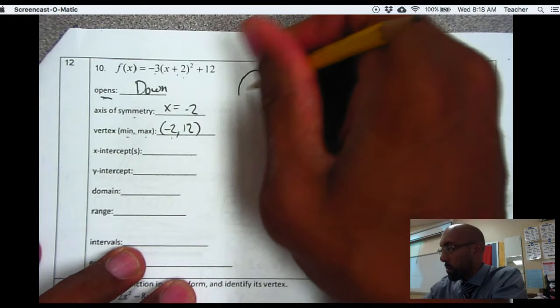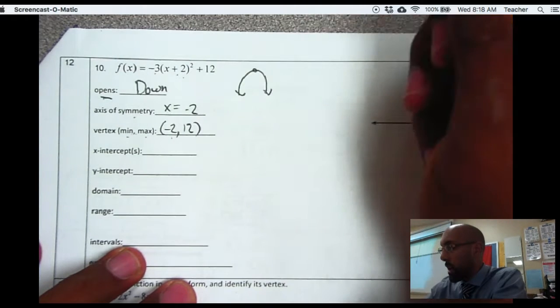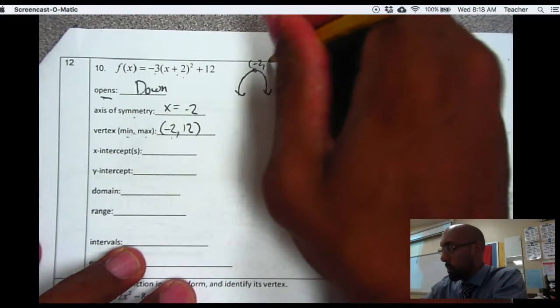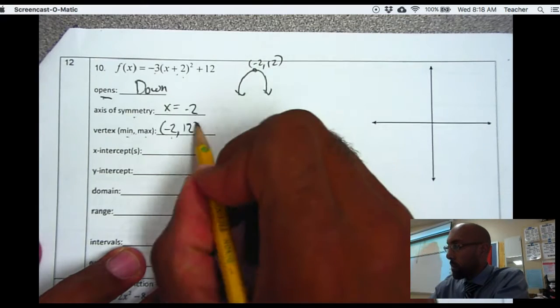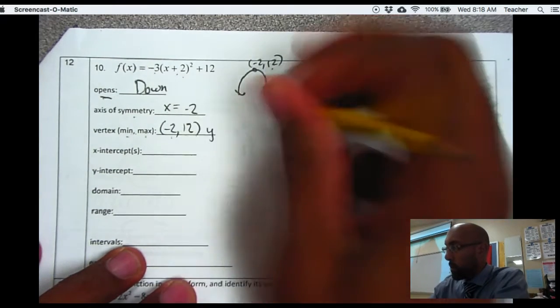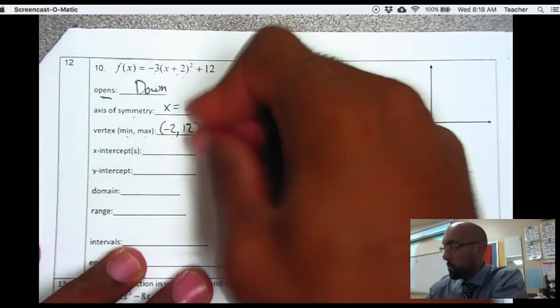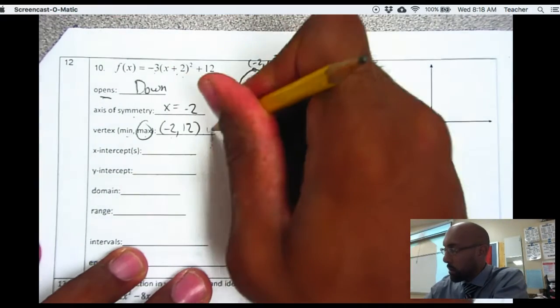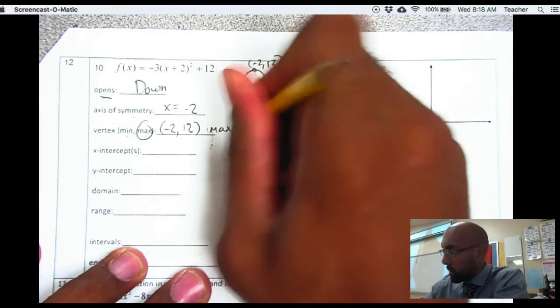Next question is, is it a min or max? Well, it's a graph that goes down, so it has to be a max. And remember, that point right there is our vertex, and the max is determined by the y value. So let's put the max is equal to 12.